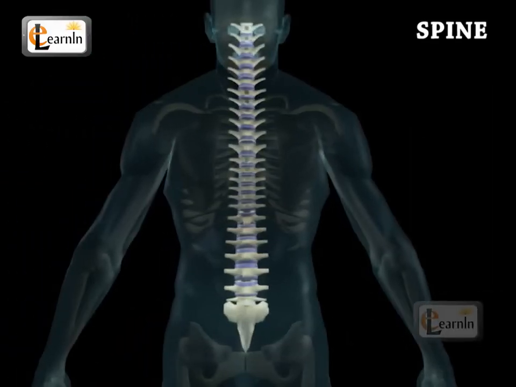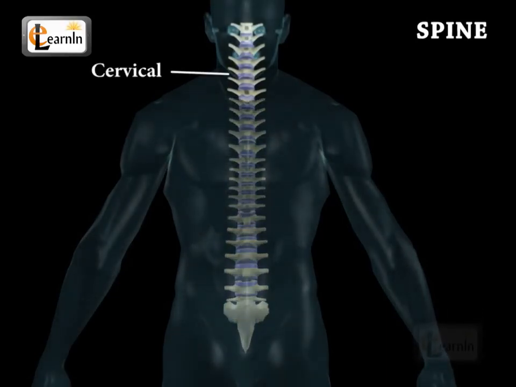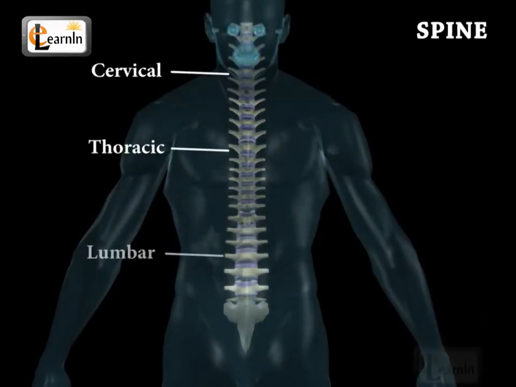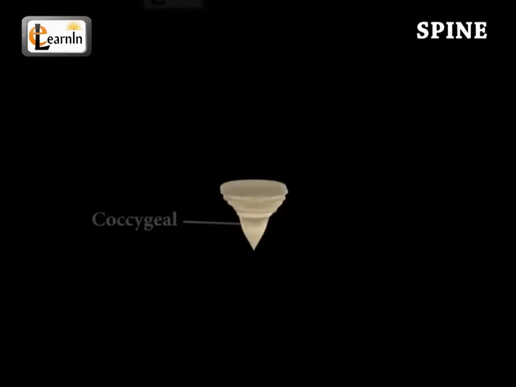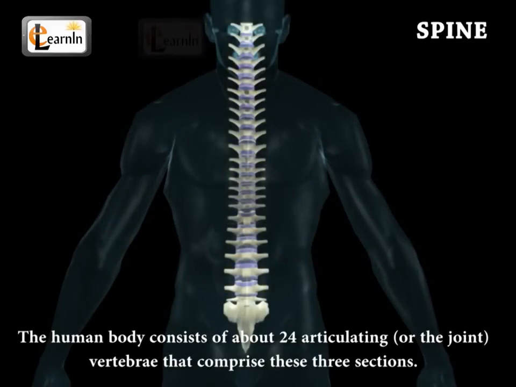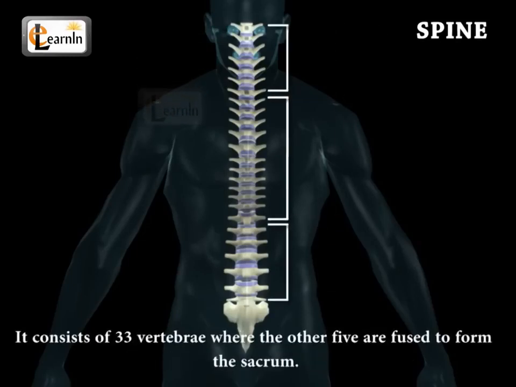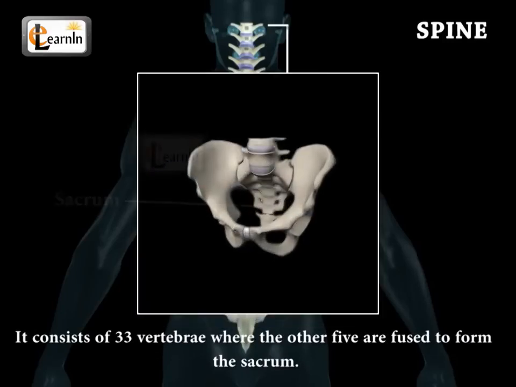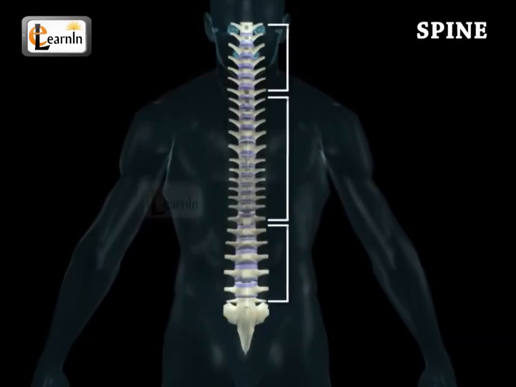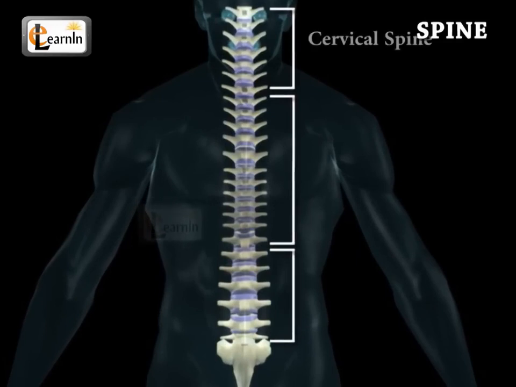The entire vertebral column is differentiated into cervical, thoracic, lumbar, sacral, and coccygeal regions starting from the skull. The human body consists of about 24 articulating, or jointed, vertebrae that compose these sections. However, in reality, it consists of 33 vertebrae, where the other 9 are fused to form the sacrum and coccyx. Broadly, the three main sections of the spine include the cervical spine, thoracic spine, and the lumbar spine.